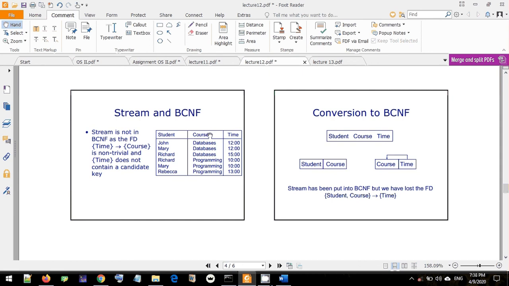Now, in order to convert this to the Boyce-Codd normal form, you see we have student, course, time. We are going to project student and course from the stream, and equally project course and time from the stream, to have two separate tables: student, course and course, time. But we will notice that the stream has been converted into the Boyce-Codd normal form, but we have lost the functional dependency that exists between student, course and time, because right now we see here that student is dependent on the course, and here the course is dependent on the time.